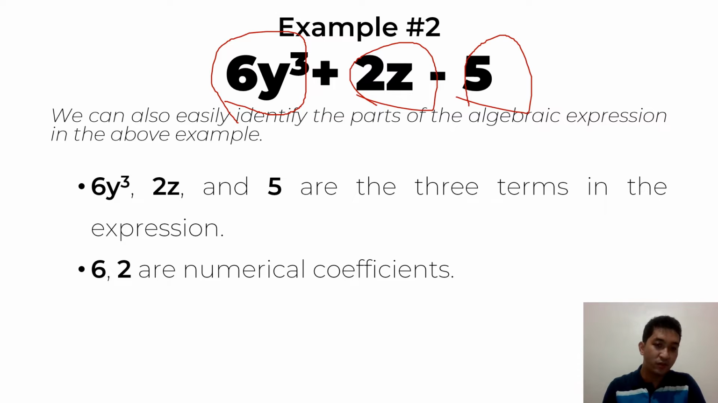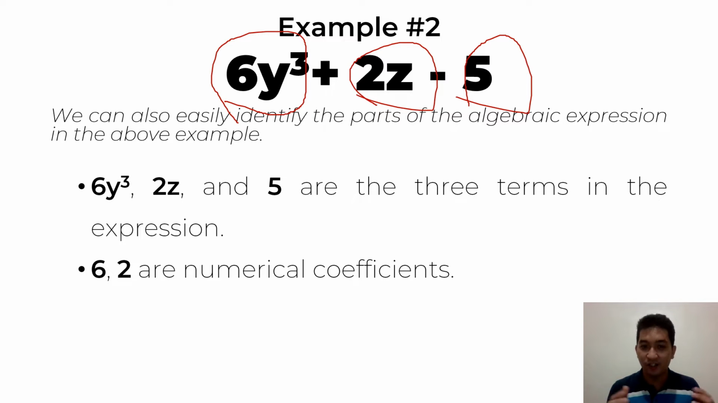Another one, 6 and 2. So as you can see, 6 and 2 are the numerical coefficient. But sir, paano po yung 3? Hindi po ba yun numerical coefficient? But as you can see, obviously, 3 ay hindi kasing laki ng 6, 2, and 5. Meaning, if you will go back when you were in grade 5 or when you were in grade 6, 3 is just an exponent. 3 is the exponent of y. It is not a numerical coefficient.